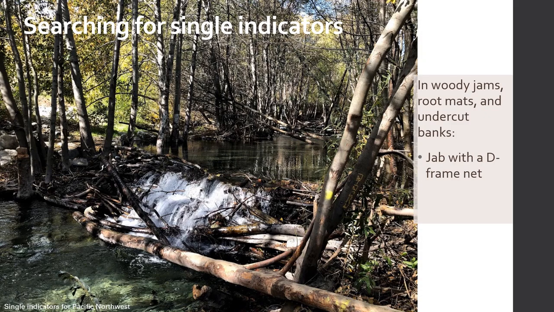Then empty the contents of the net into a white collecting tray containing stream water. In root mats, woody jams, and undercut banks, jab into those locations with the D-frame net.